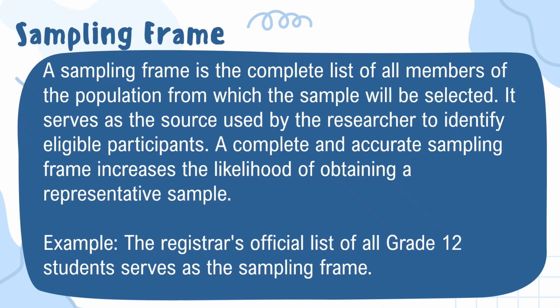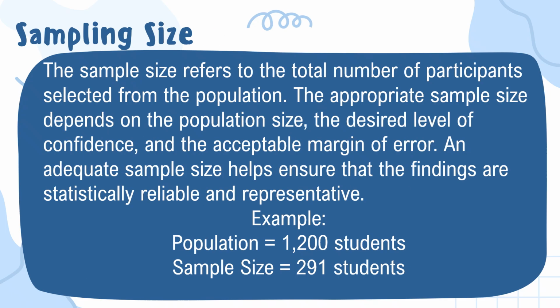So remember, population is equal to the actual group. Sampling frame is equal to the list used to identify members of that group. So they are different. Now let's talk about sample size. Sample size refers to the total number of participants selected from the population. For example, if our population is 1,200 students and we select 291 respondents, what is our sample size?